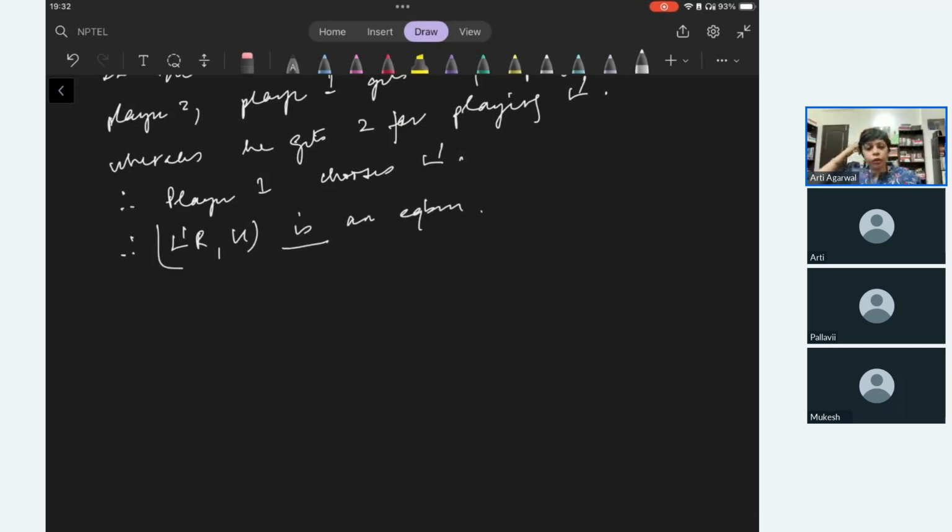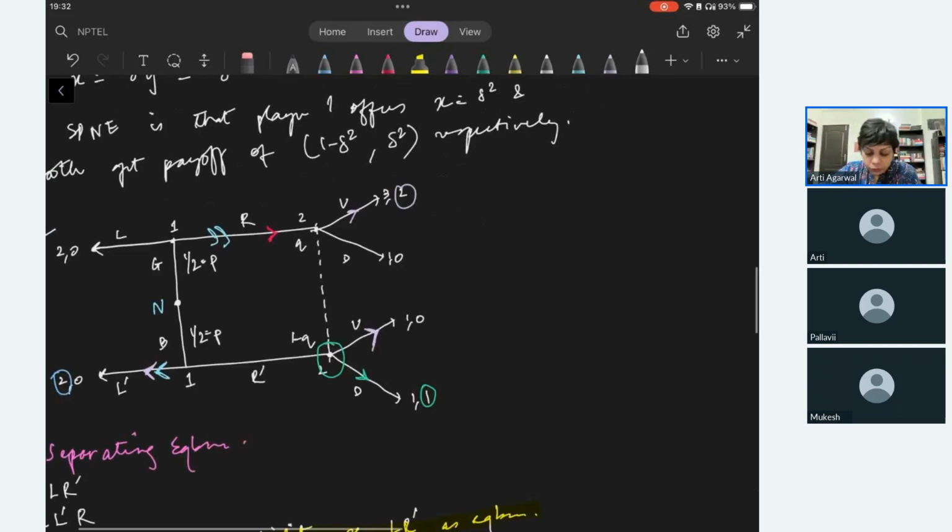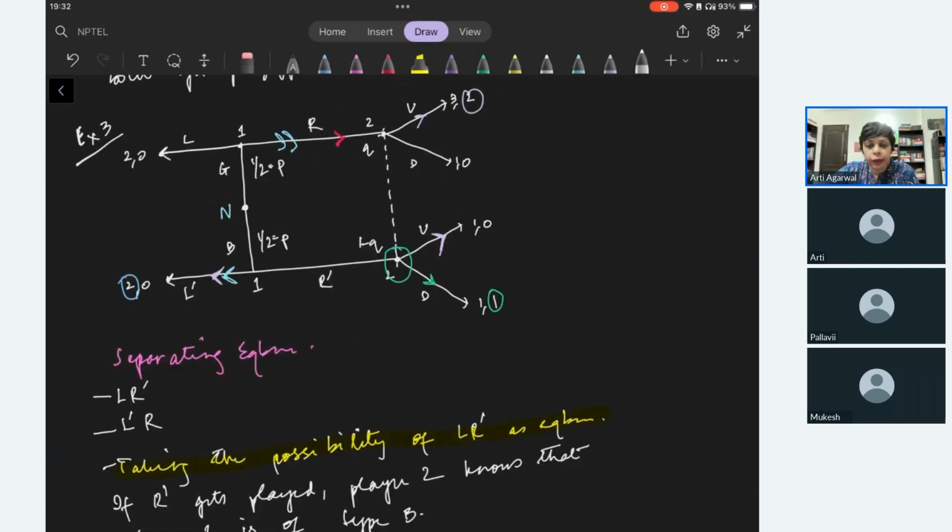So have you understood the rationale so far? In a separating equilibrium, player 1 gets 1 for playing R prime. Now you look at this diagram. In this diagram, if player 1 chooses R prime, he's going to get 1, right? Because player 2 is choosing U. So the payoff of player 1 is 1. That is what I'm saying.